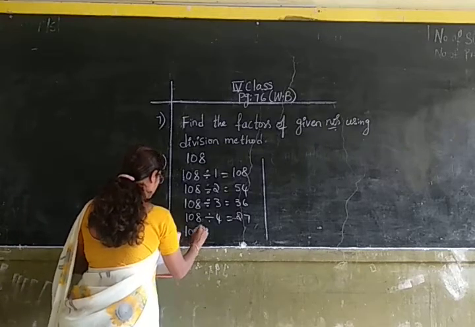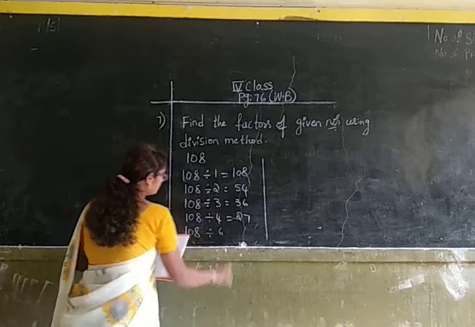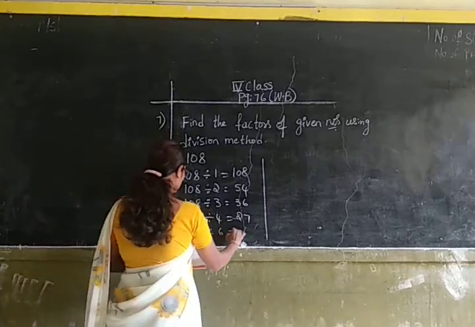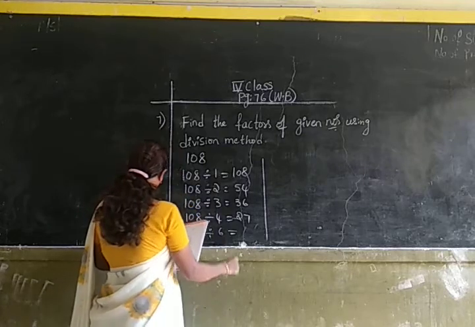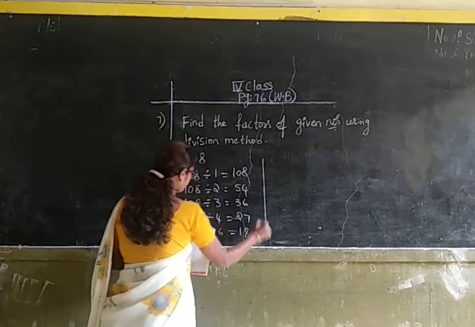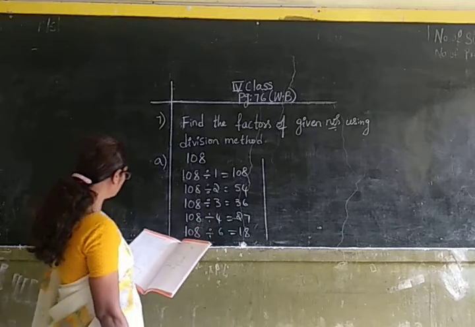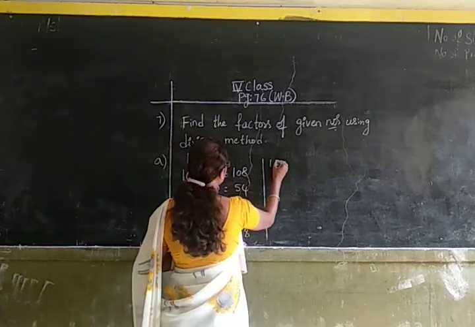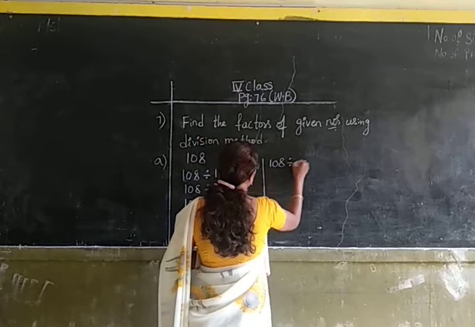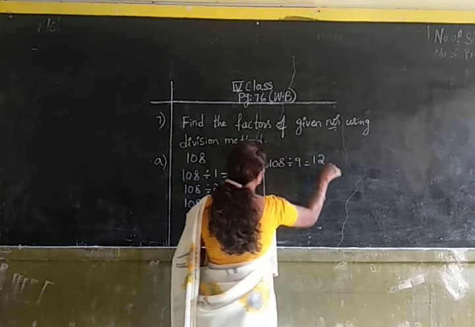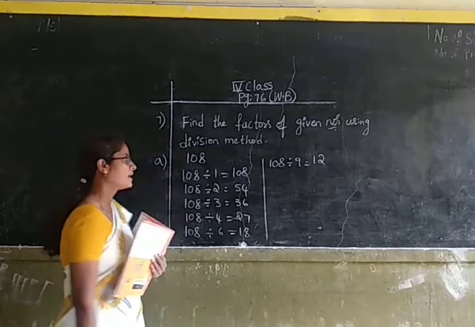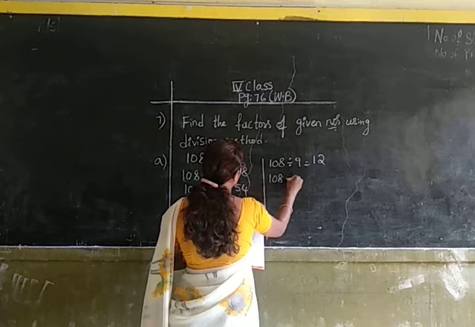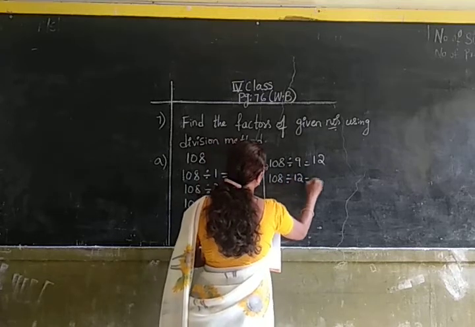And 108 divided by 6. 108 will not be in 5 tables. So 108 divided by 6 is equals to 18. Similarly, 108 divided by 9 is equals to 12. And 108 divided by 12 is equals to 9.